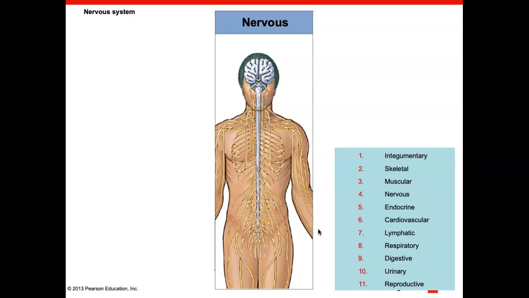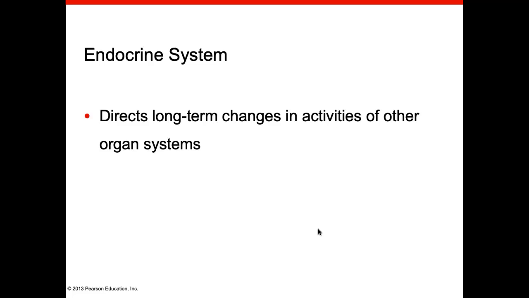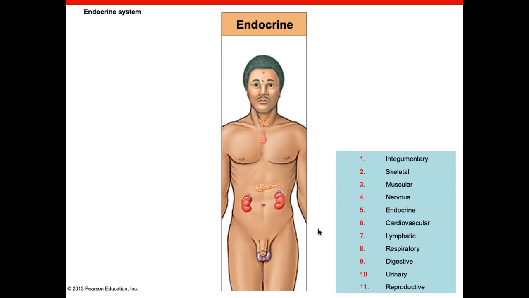You may not know the endocrine system. It is a series of glands that also coordinate. They direct long-term changes in activities of other organ systems using hormones. Examples would be, you can see those red kidneys there, the two red kidneys. On top of the kidneys are the adrenal glands. Just above the belly button is the pancreas.